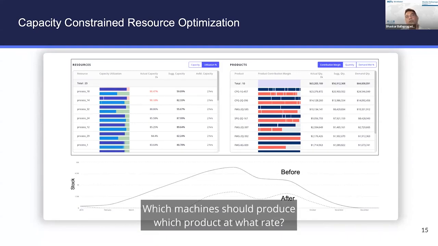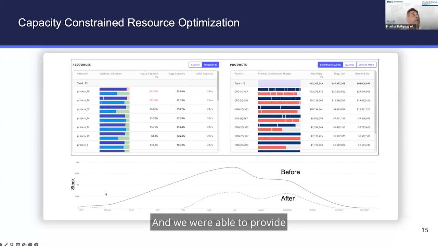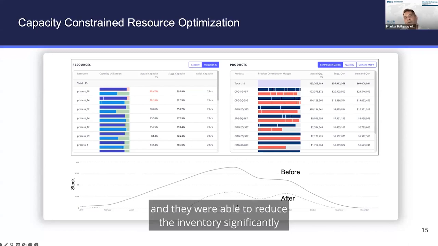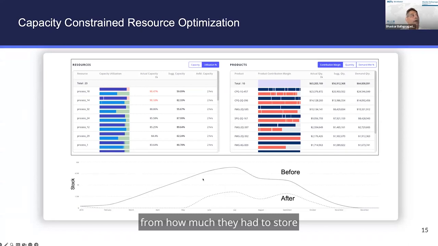Which machines should produce which product at what rate? And we were able to provide recommendations associated with that. And the end result really was an increase in capacity utilization, and they were able to reduce the inventory significantly, from how much they had to store before to what they were able to do. So this is all great.